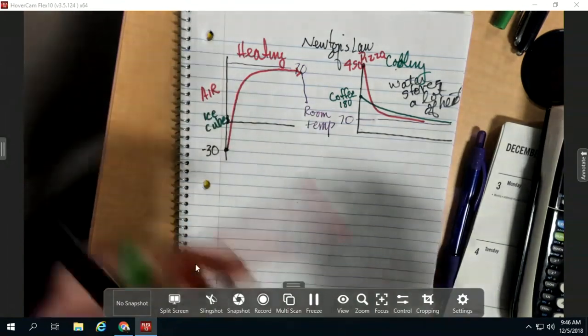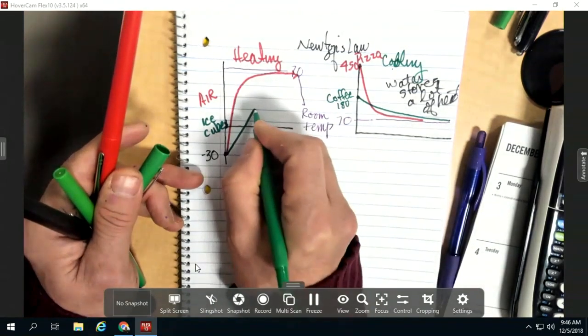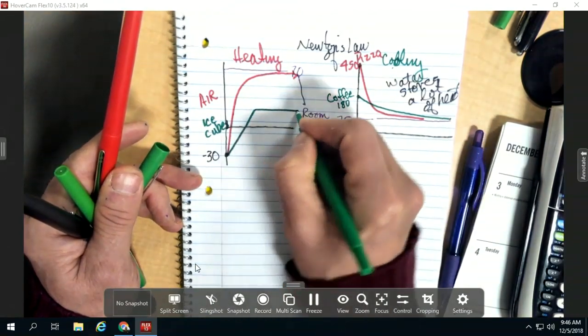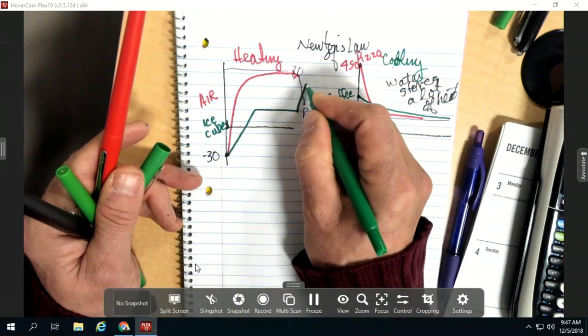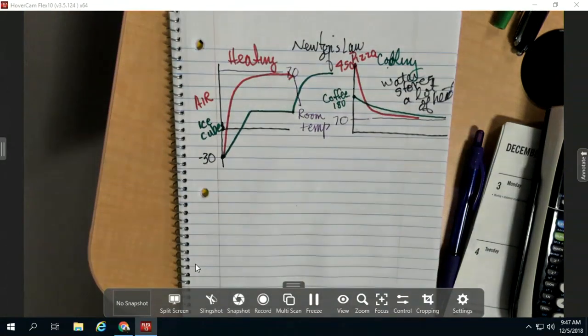But here's ice cubes. Why do ice cubes have this flat spot when they warm up? Until all the ice melts, it's 32 degrees. Right. This is an ice cube, and from here, it's water. So there's a period of time in which the ice has to change to water, and after that, it can warm up again. But it will stay at 32 until all the ice has melted.